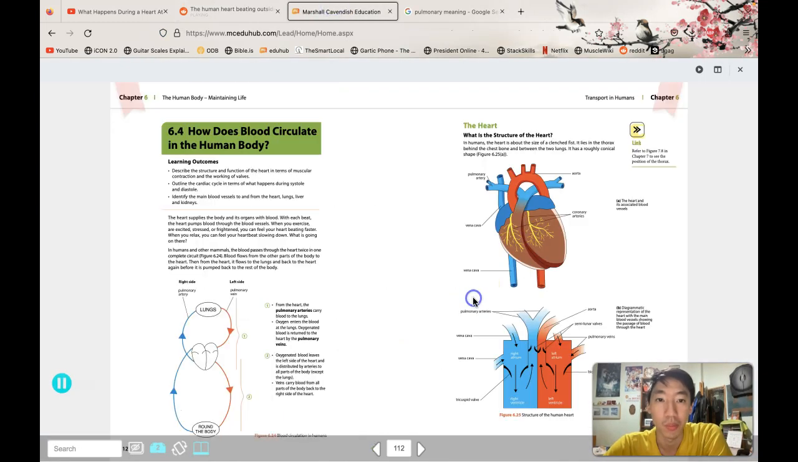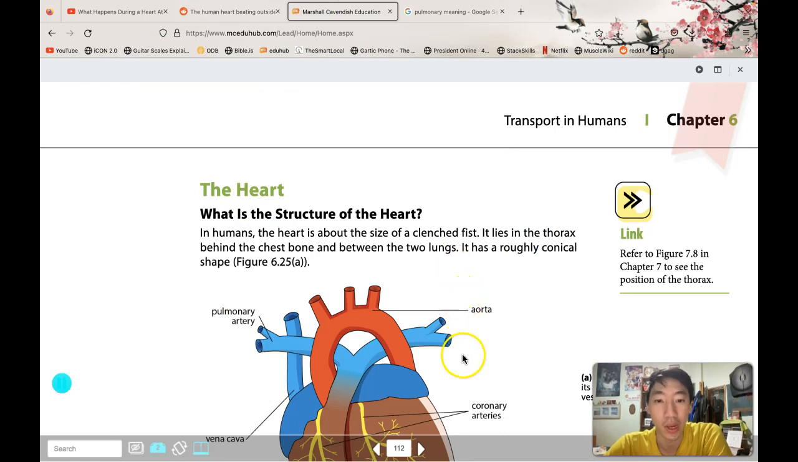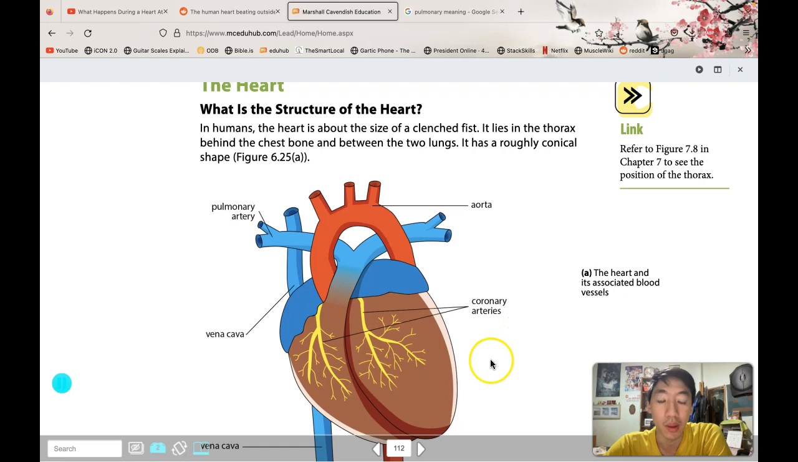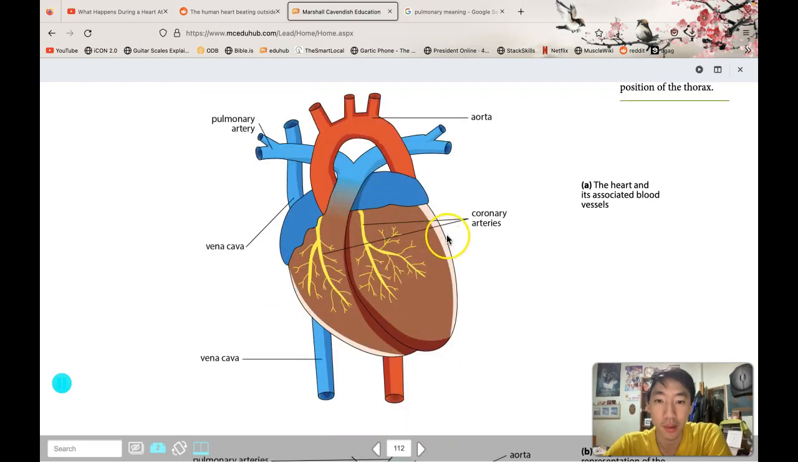Okay, so let's look at the structure of the heart. Now, first things first, we need to remember that when we're looking at a picture of a heart, it is a mirror image. Alright, so this side of the heart will be the left side. Okay, because mirror image must flip. And then this side of the heart is the right side. Just be careful, because even after many years, I still make this mistake of not mirror imaging my left and right properly.